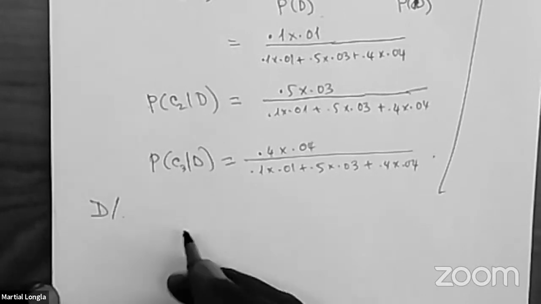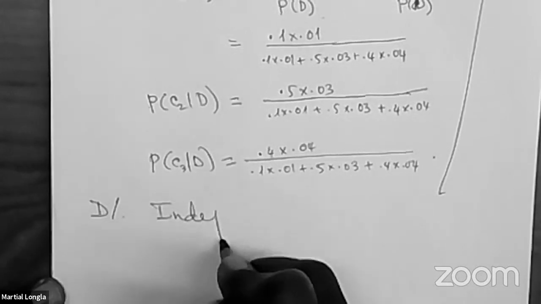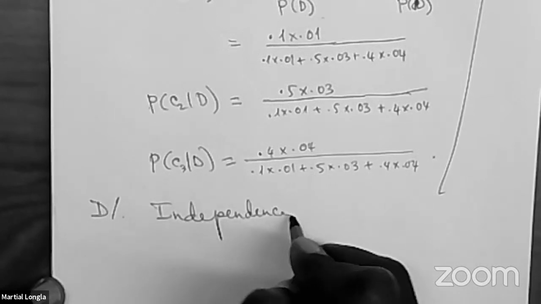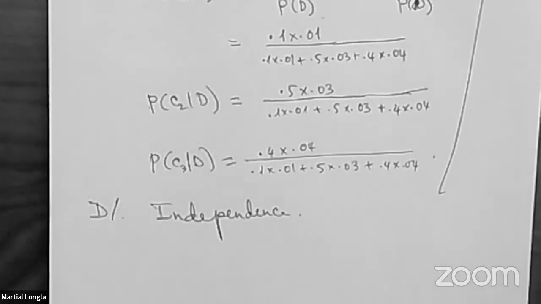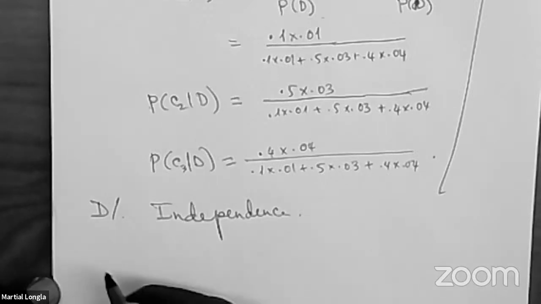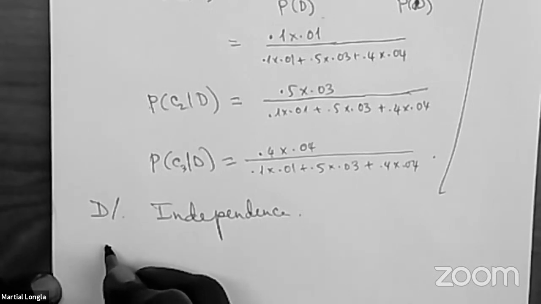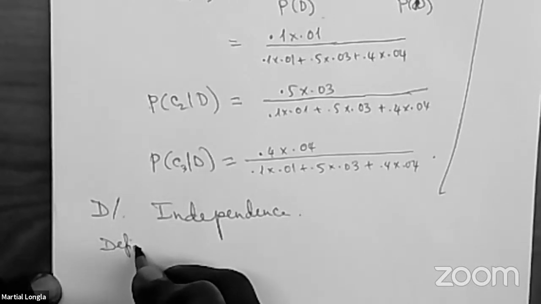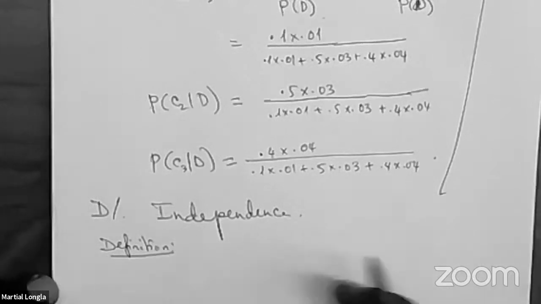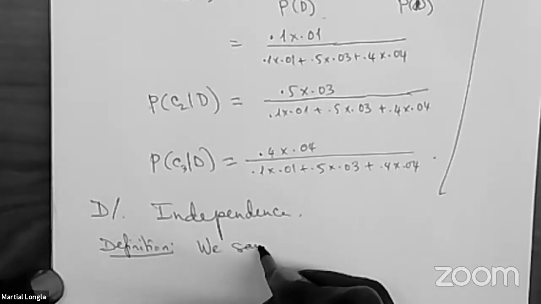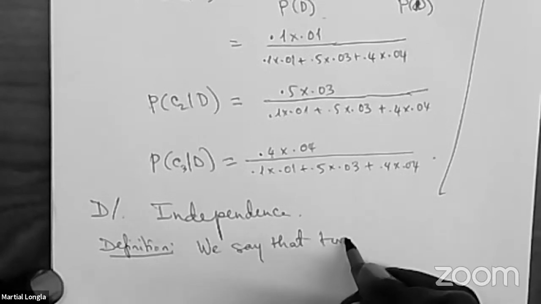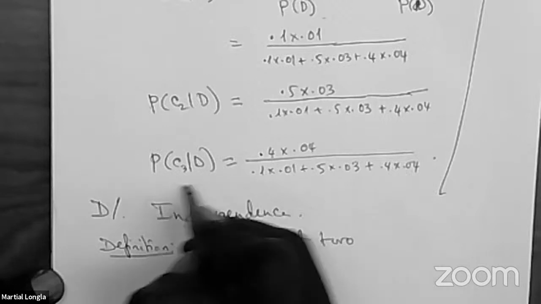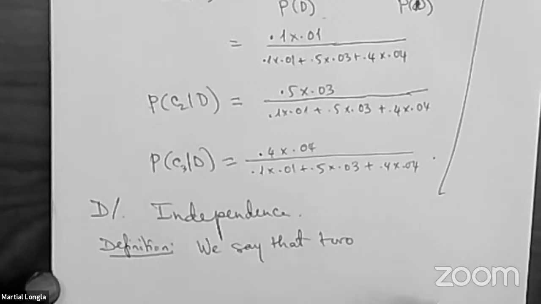Next part is independence. We say that two events, and this is a very important concept in statistics, allows many things. When you don't have independence, then life is a little more difficult.